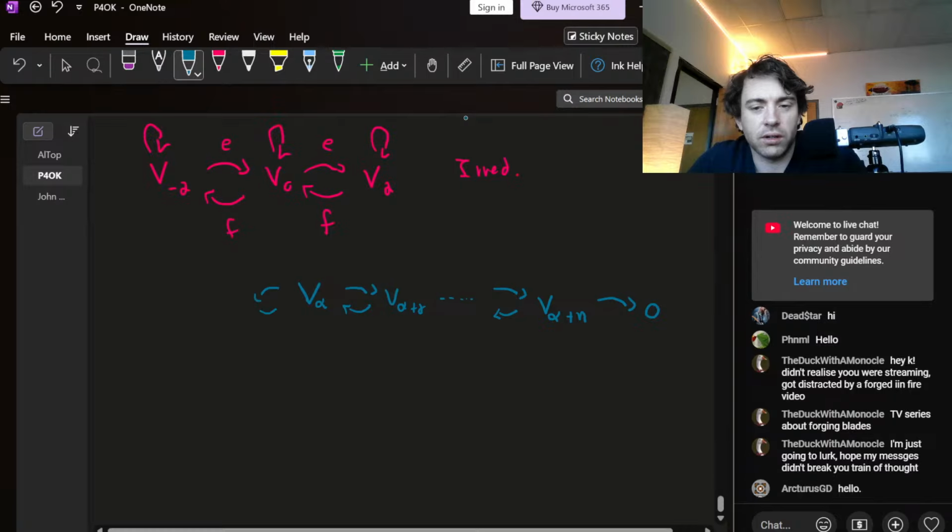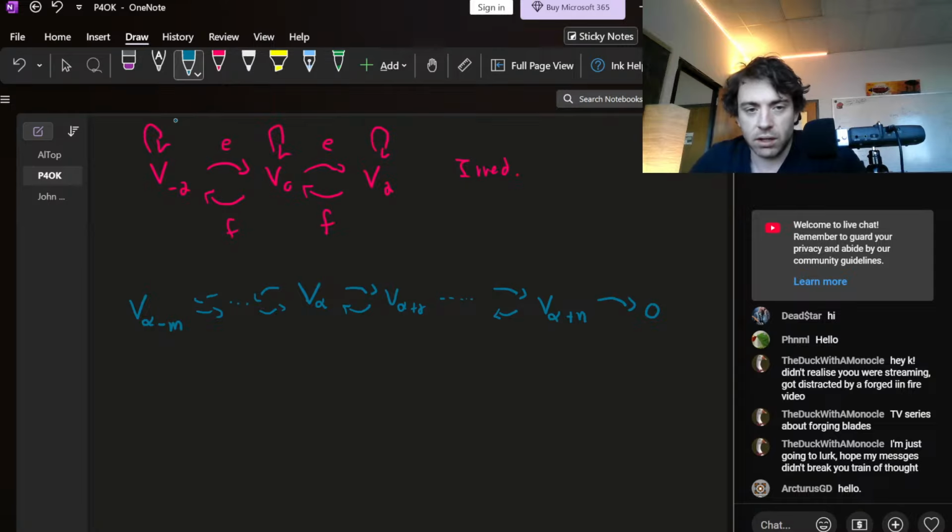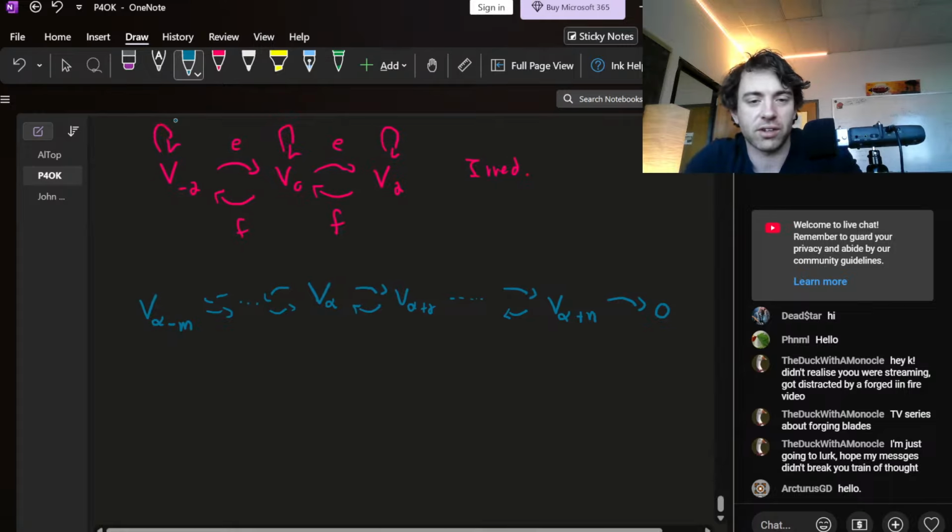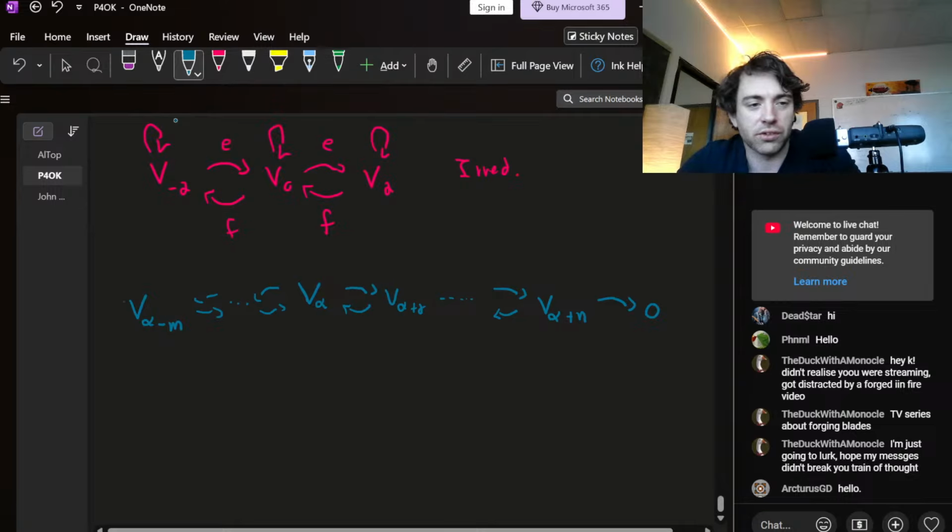Likewise, eventually we'll get down to some alpha minus m. Since we know that these are negative, this is the largest amount I can subtract before I hit 0.